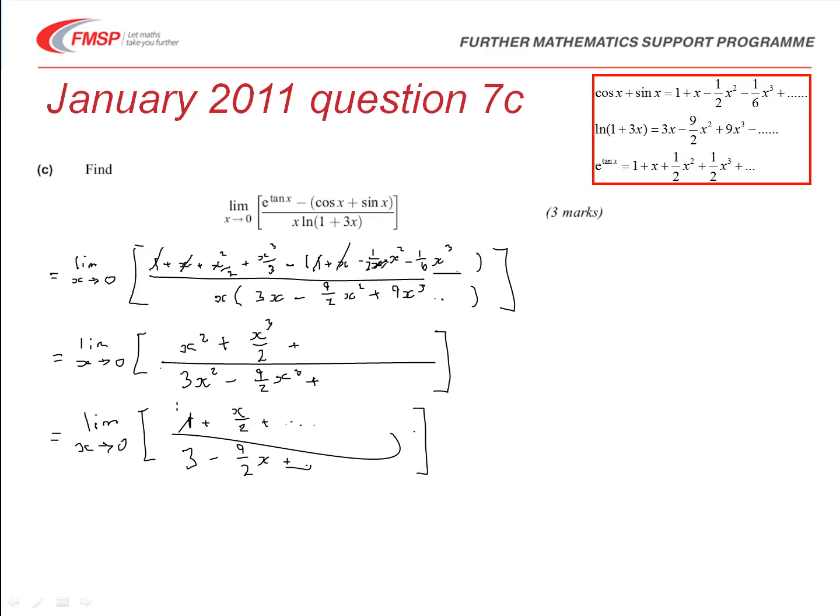And so in conclusion to the question, if you now let x tend to 0, you're going to have 1, this term will disappear towards 0, this term here disappears towards 0, so you just have a 3 on the bottom, and so the limit as x tends to 0 is 1/3.